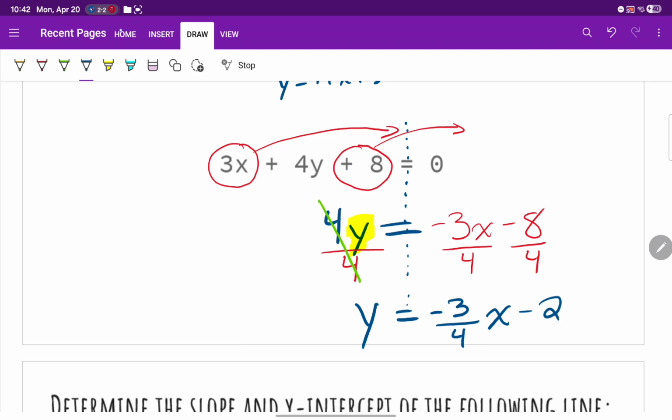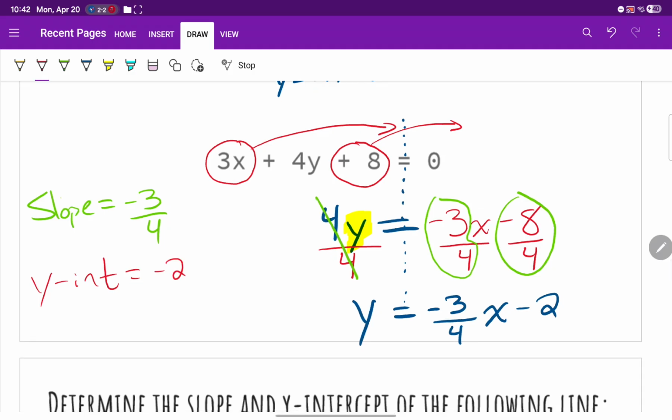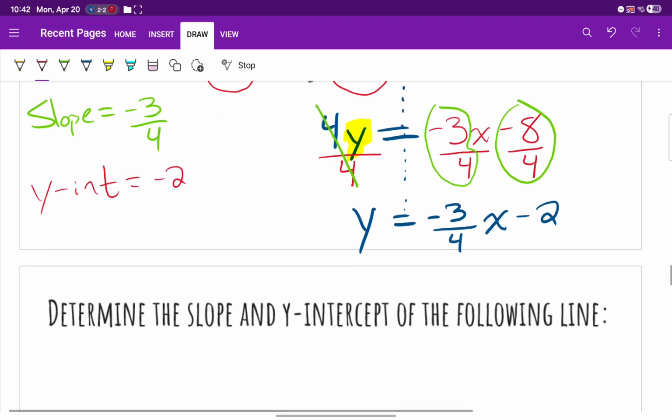Basically, I'm taking the number and dividing it by the number, the number by the number. In this question, my slope is equal to negative 3 over 4, and my y-intercept is equal to negative 2. Now, EQAO loves these questions. It loves to give you questions where you need to rearrange a formula to determine the slope and the y-intercept. We're going to do another example.